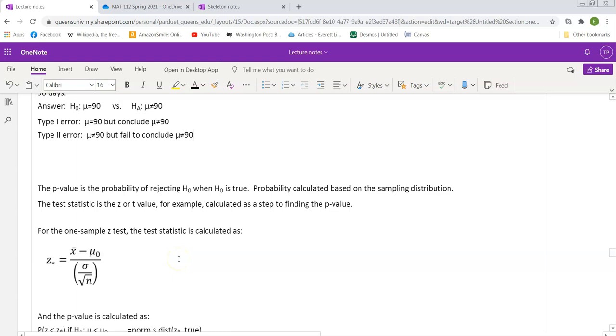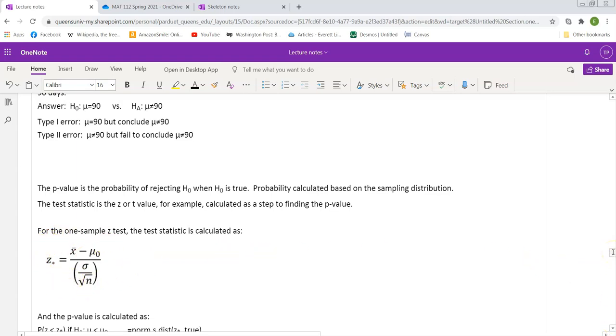So for the one sample z-test that we're doing in today's lesson, z is calculated. This is our test statistic, calculated as the sample mean minus the hypothesized value divided by sigma over the square root of n. And that should look familiar to you because that came directly from the central limit theorem. So this is our step on the way to finding the p-value.